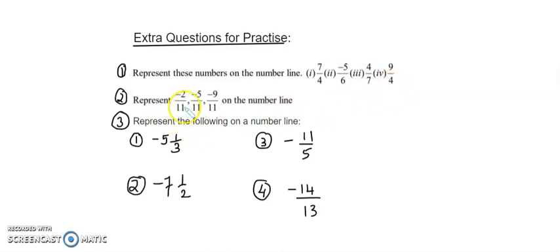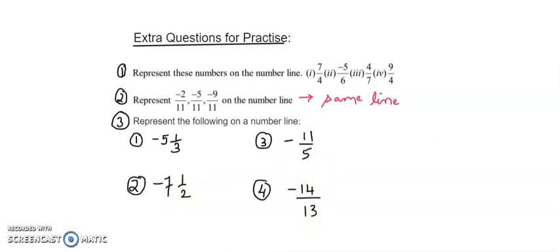Whereas in the second question, that is represent negative 2 by 11, negative 5 by 11, negative 9 by 11, same number line. Put all the fractions on the same line. Okay, use only one number line. Again, for the third question, for each question, take a different number line. Am I clear? Okay, that way you will be getting an idea that in the first question, first 7 by 4, 4 by 7, and 9 by 4 are going to be on the right side of the zero. Whereas negative 5 by 6, negative 5 1 by 3, negative 7 1 by 2, negative 11 by 5, and negative 14 by 13 will be on the left side of the zero.